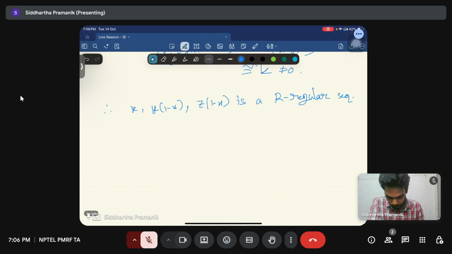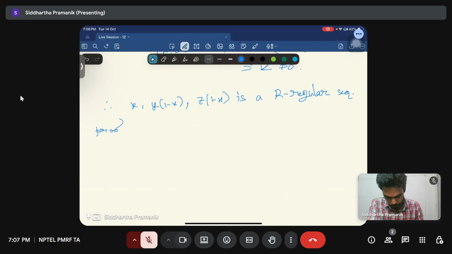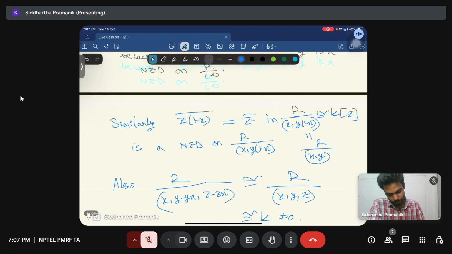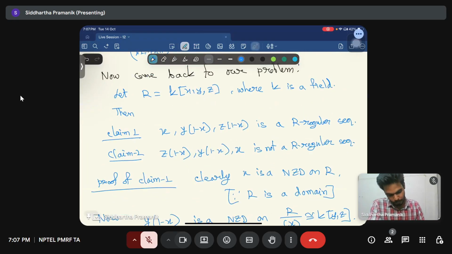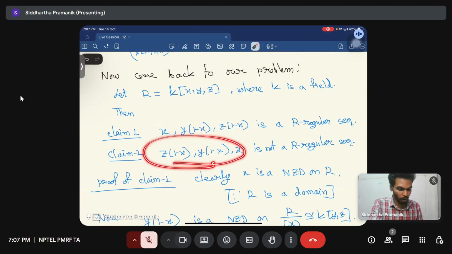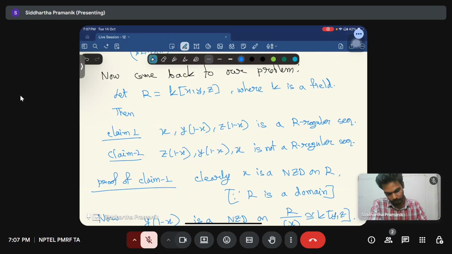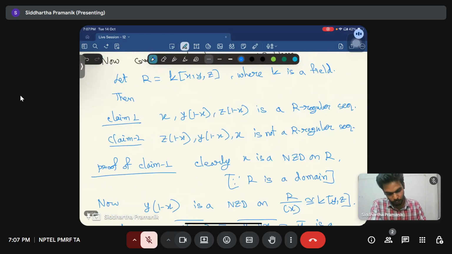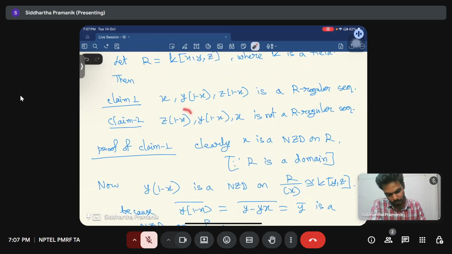Now proof of claim 2. So what is claim 2? That if we permute this sequence, then it is not a regular sequence. So z times 1 minus x is definitely a non-zero divisor, because we are in an integral domain. But if we go modulo by this element, then y times 1 minus x need not be a non-zero divisor.